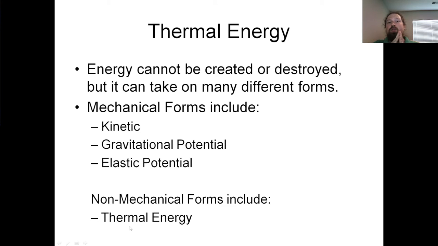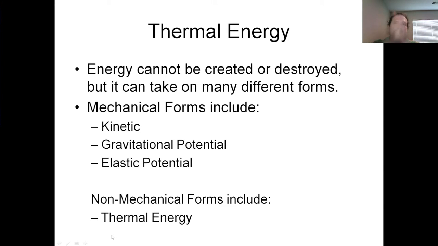And it can change what form it is in. Frequently, mechanical forms of energy, like the 3 listed here, end up turning into thermal energy because of various processes. Friction is easily the most common process.